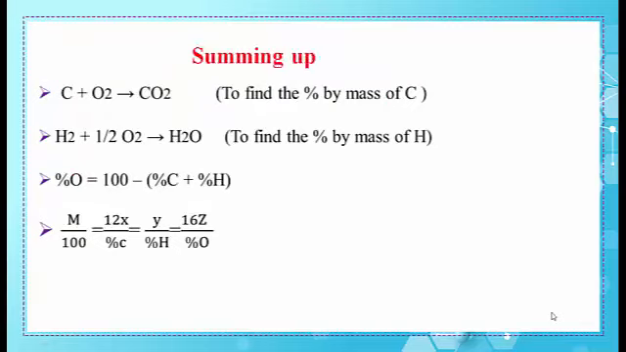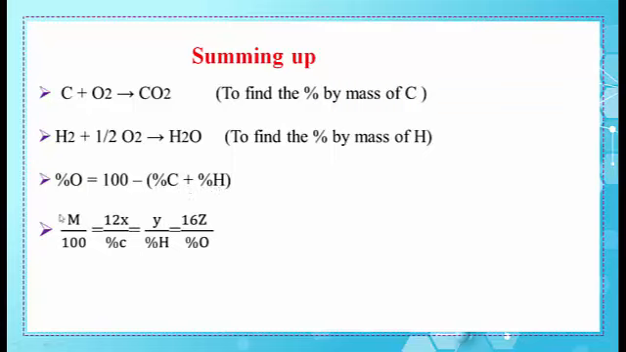Let's sum up what we have seen in this video. First, to find the percentage biomass of carbon, we use the equation of combustion of carbon: C plus O2 gives CO2. And to find the percentage biomass of hydrogen, we write the equation H2 plus half O2 gives H2O. The percentage biomass of oxygen is equal to 100 minus the percentage biomass of C plus the percentage biomass of hydrogen.